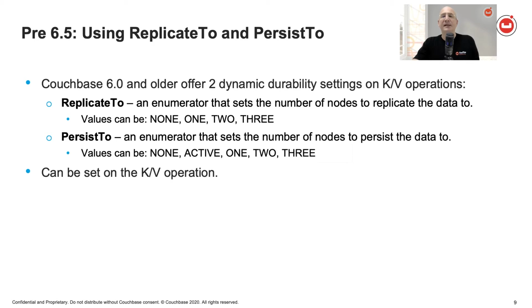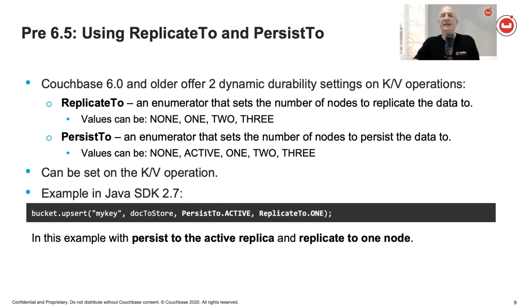All Couchbase SDKs enable you to set these two parameters when you issue a key value operation. Here is an example in Java SDK 2.7. In this example, the client will wait until the document is both replicated to another node and gets persisted to disk. If one of these operations does not succeed, the client gets an error.